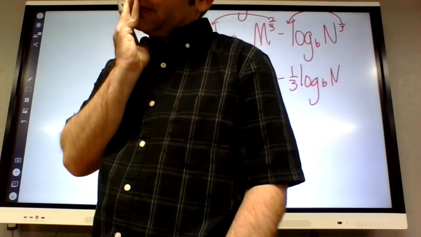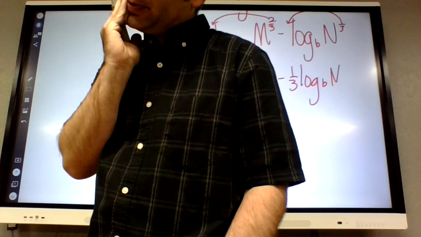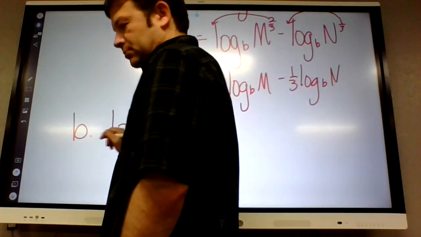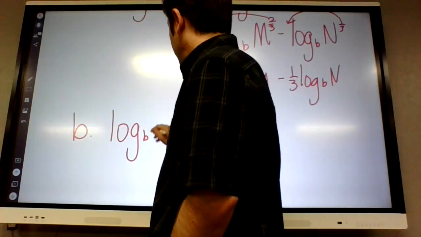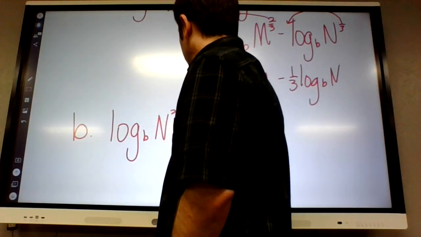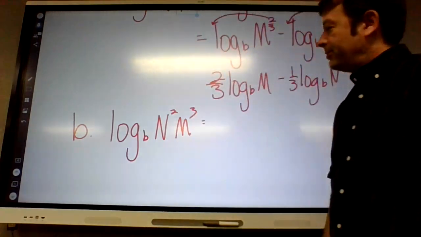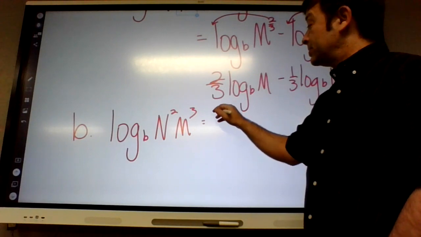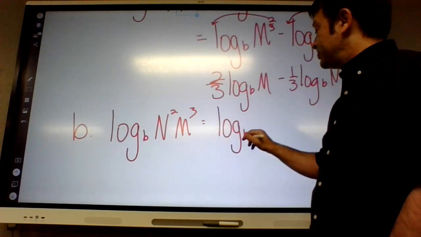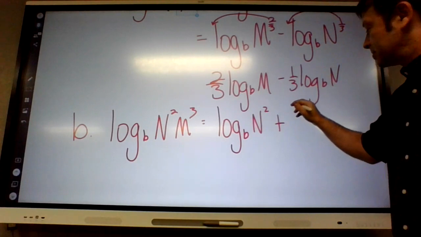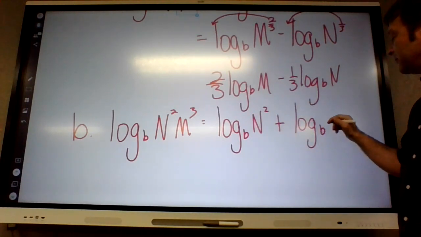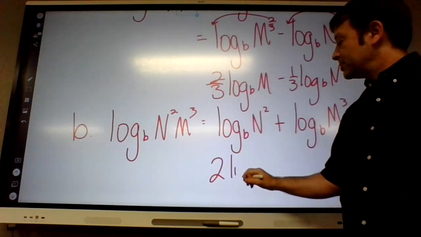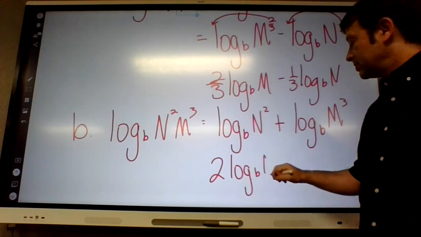Log base b of m squared n cubed. This one's easier for some reason. Wouldn't this just be adding them together? Yeah. When you have the numbers multiplied together, that would be like addition. So it's log base b of m squared plus log base b of n cubed. And then you move the exponents up to the front.